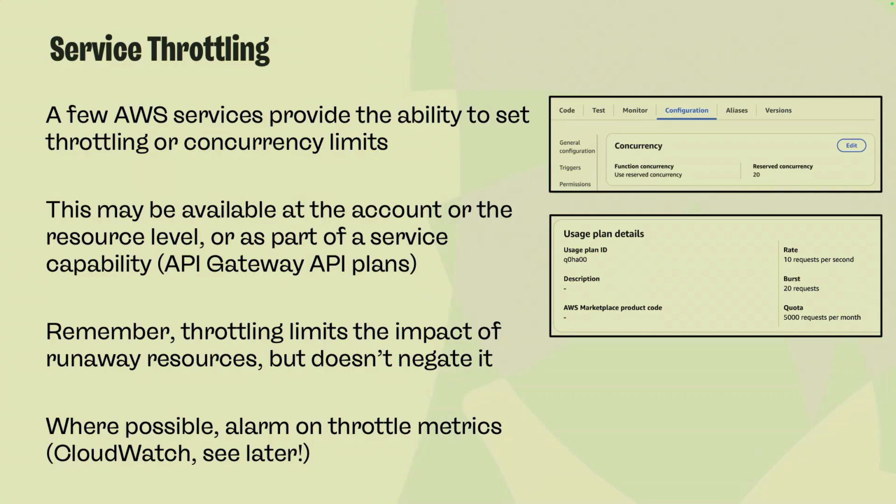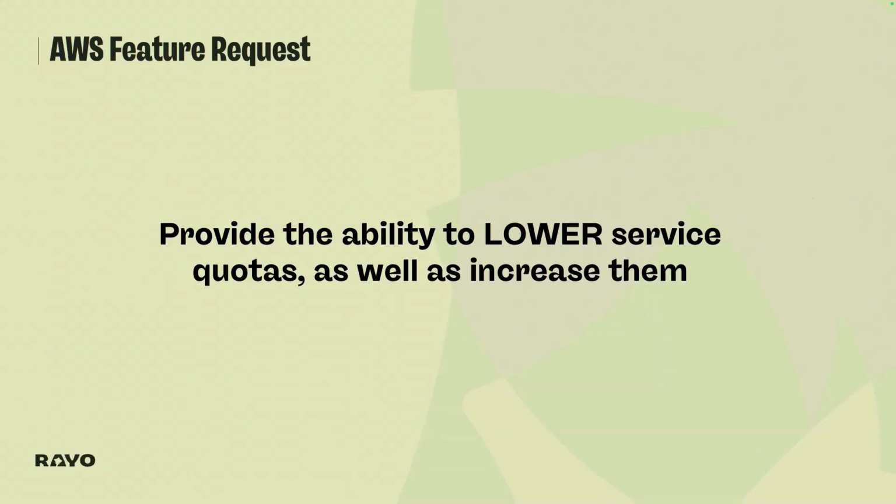I touched on service throttling. A few services give you that ability. We talked about Lambda, we talked about API Gateway and so on. Throttling will reduce the impact, but ultimately it won't stop it. It's also a case that most throttles are set quite high. AWS is a very, very scalable cloud infrastructure, so it's quite difficult to stop that. So what you can do is think about alarming on throttles. When something gets throttled, it should probably trigger an alarm somewhere, because it means something's running away.